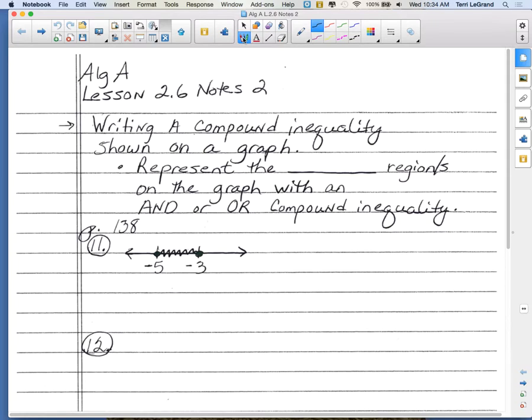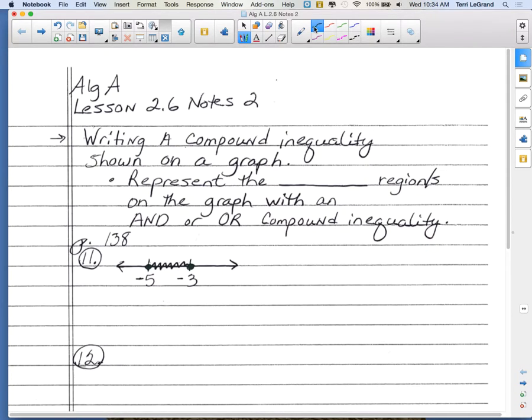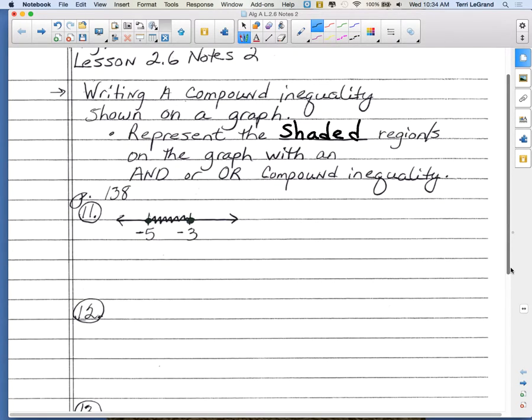So when we are doing that, we are going to represent the shaded region. We're going to look at the graph and say, what's shaded on the graph? And then once we decide what is shaded, we have to decide what type of inequality this is representing. Because remember, we have two types of compound inequalities. What's one of them? Samuel, what's one of them? An and one. Seth, what's the other? Or. Okay, so we have to decide, does the compound inequality represent an and or an or?